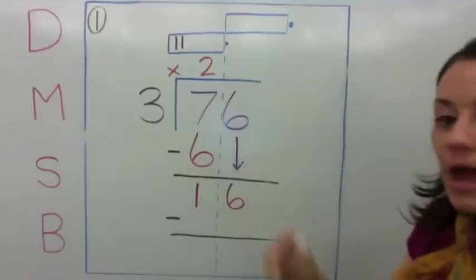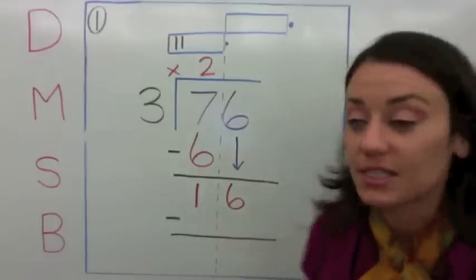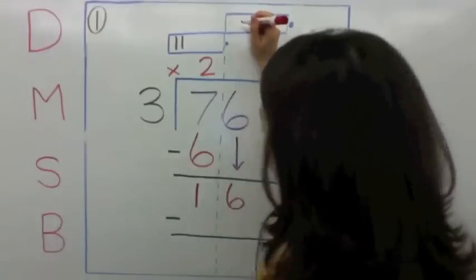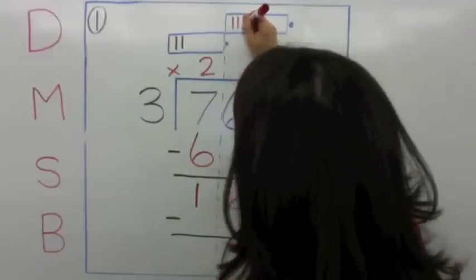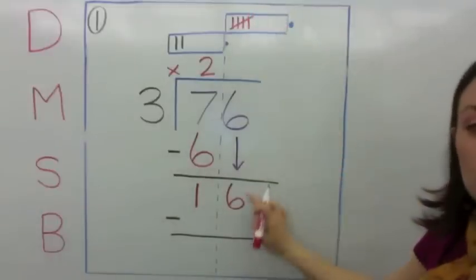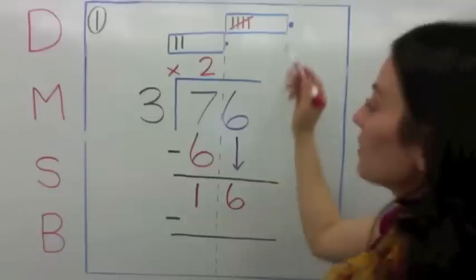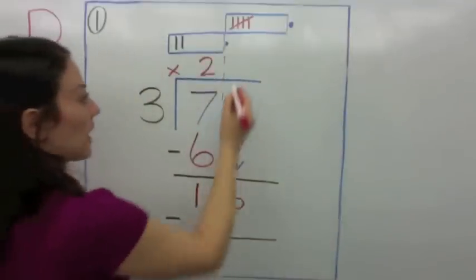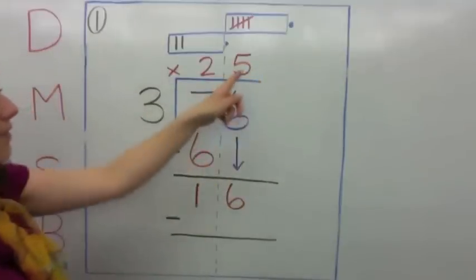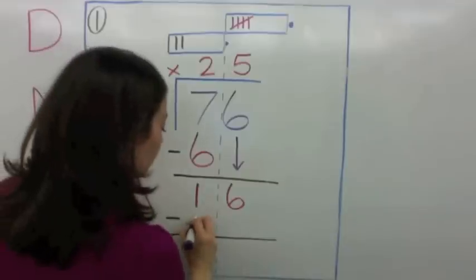So we're going to skip count by 3 to get to 16, or a number that is closest to 16. We're going to make tallies in the second box up here. Let's skip count. 3, 6, 9, 12, 15. What would be next? 18. But 18 is too big. So we could only skip count 5 times. So we're going to put that 5 right next to the 2. And we're going to multiply. 5 times 3 is 15, right?